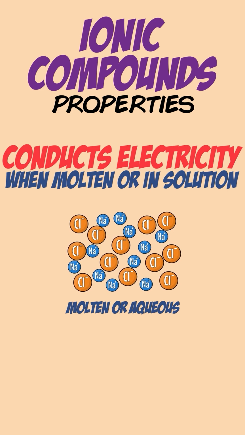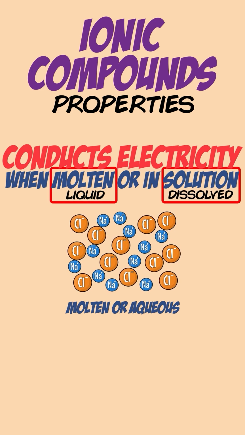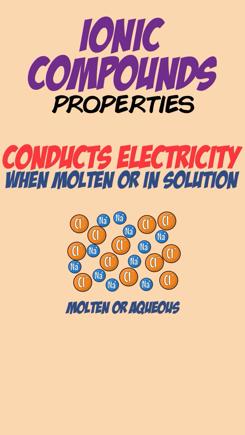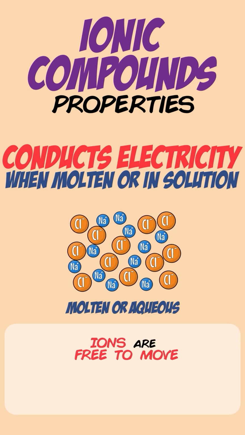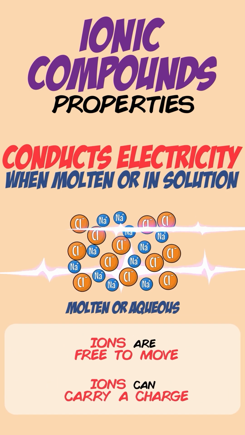The third property is that ionic compounds conduct electricity only when they're molten or aqueous. This just means when they're liquid or dissolved in water in a solution. When they're in these states, the ions in them are free to move, so they can carry a charge. So this basically means they can conduct electricity.